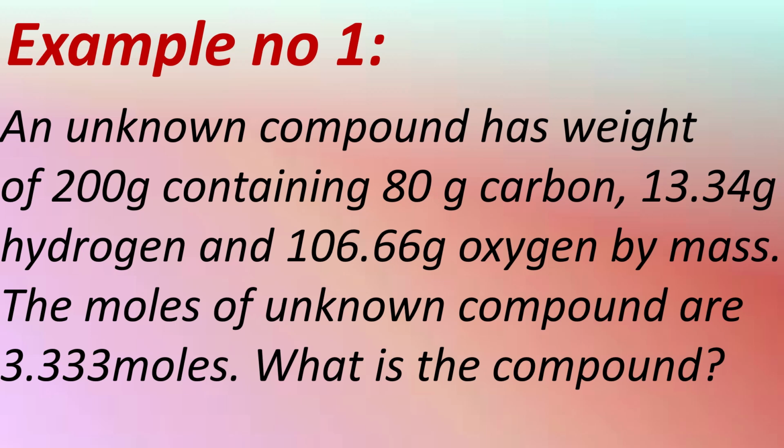Example number 1. An unknown compound has weight of 200 gram containing 80 gram carbon, 13.34 gram hydrogen and 106.66 gram oxygen by mass. The moles of unknown compound are 3.333 moles. What is the compound? So there is an unknown compound whose sample weight is given 200 gram. Amount of carbon, hydrogen and oxygen by mass are given. Moles of unknown compound are given. We have to detect the compound.